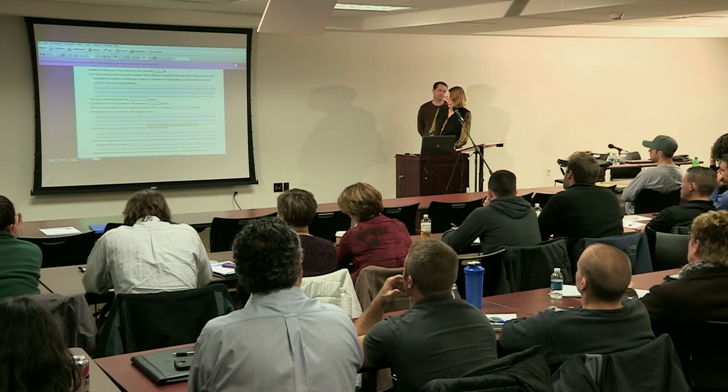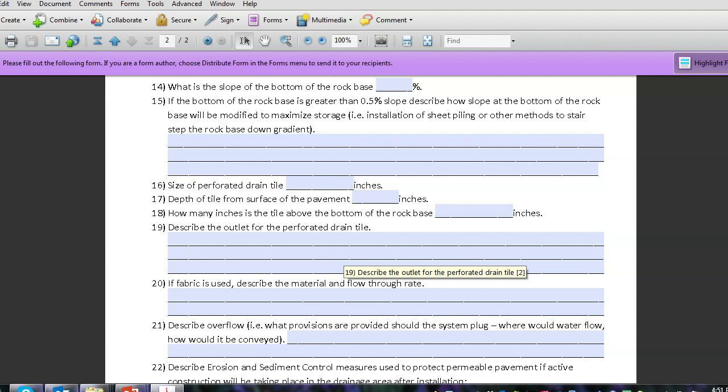Okay, what is the slope of the bottom of the rock base? They're saying if the bottom of the rock base is greater than 0.5% slope, they want to know how the slope at the bottom of the rock base will be modified to maximize storage. So water does run downhill, so they want to know what you're going to be doing downhill for maximizing storage.